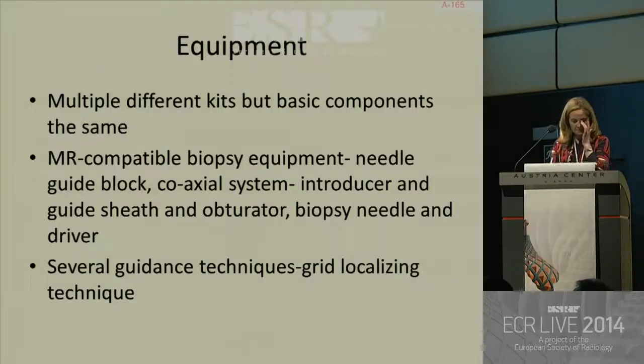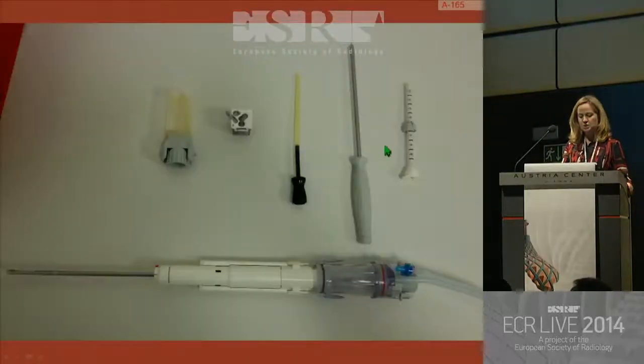There are multiple different MR breast biopsy kits, but the basic components are the same. They consist of a needle guide block, which sits in the grid, a coaxial system, which is comprised of an introducer and guide sheet, an obturator, and then you have a biopsy needle and your biopsy driver. As I said, there are several guidance techniques, but we use the grid localizing technique. And this is just your basic MR kit.